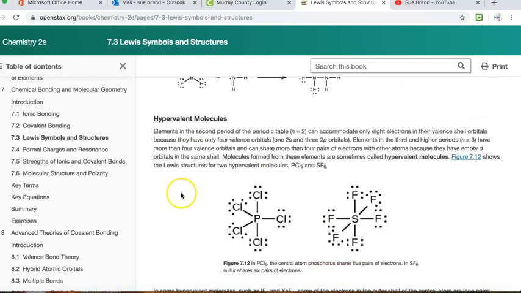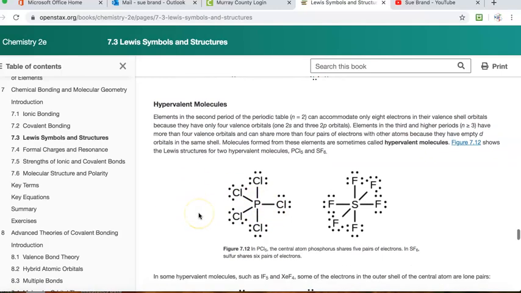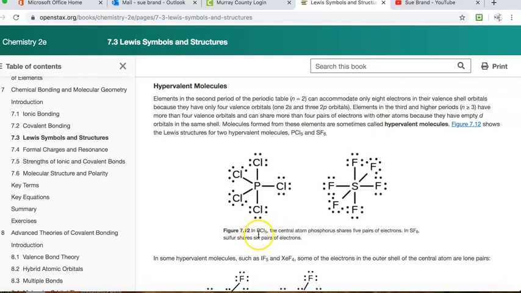Hypervalent molecules occur when the central atom has more than 8 valence electrons. Here we see phosphorus has 2, 4, 6, 8, 10 valence electrons. If you have the formula PCl5, those chlorines are going to have 3 lone pairs, 6 electrons that are not bonded to anything, and then 2 that are part of the covalent bond. And so you have 8 total around each. Every chlorine atom is going to do the same thing. So instead of having 4 covalent bonds, you have 5 around phosphorus.